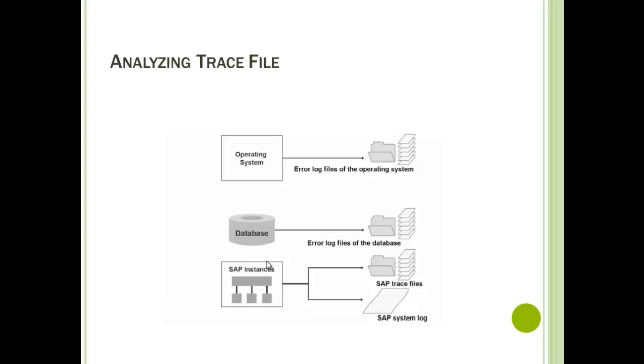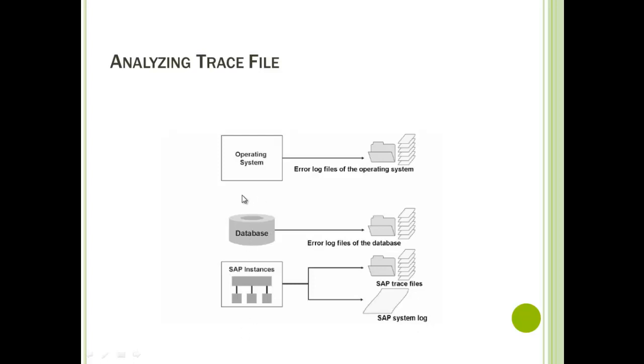Okay, now let's see how to analyze the trace files. Here we have three different types of trace files. The first one is operating system trace files, where the error log file is in the operating system. Another trace file is in the database, which is for the error log files of the database. Then there is another trace for the instance, that is the SAP trace files and the SAP system log. We have three different kinds of traces.